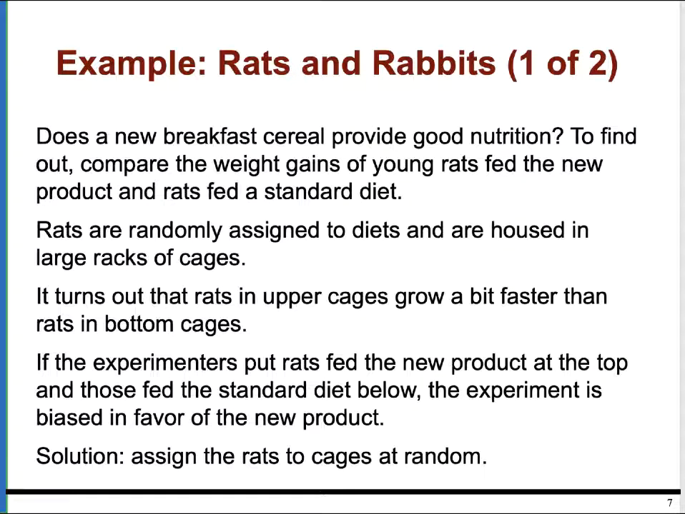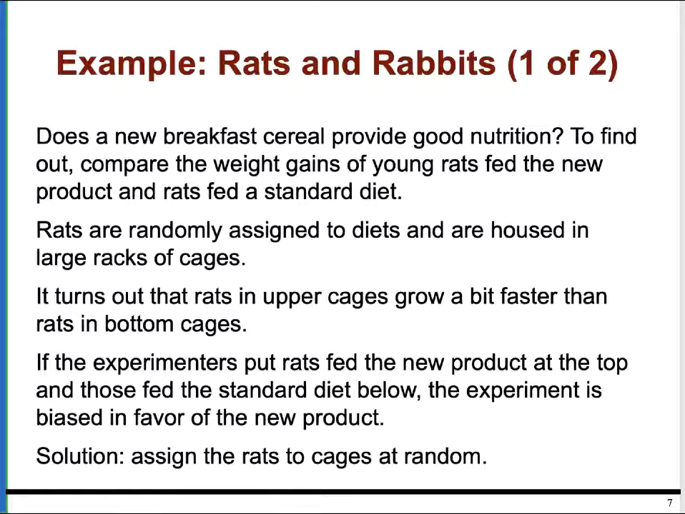So an example: looking at a new breakfast cereal to determine if it provides good nutrition, they fed the cereal to young rats, and another group of rats they fed a standard diet. So here, when we're making a comparison, our placebo, if you will, is not that they're not being fed. You have to feed the rats, but they were just given what they always had been given, and the other rats were given something new. So the rats were randomly assigned to diets and were housed in large racks of cages.